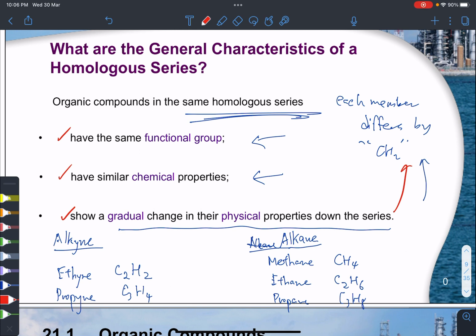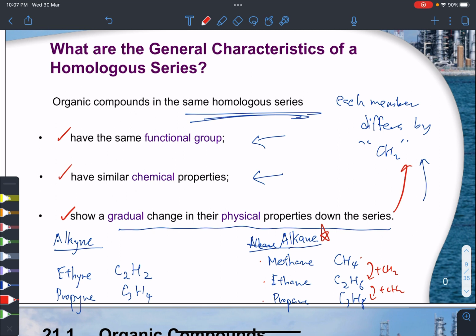For example, alkane, this is the one you learn, right? Methane, CH4. Ethane, the next one, is plus CH2. Third one, plus another CH2. So in any homologous series, even some weird one you never heard before, each member differs by CH2.